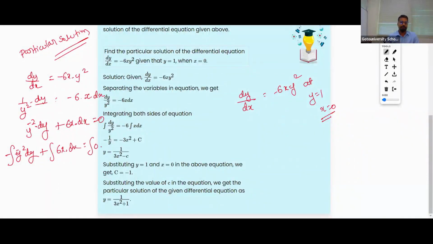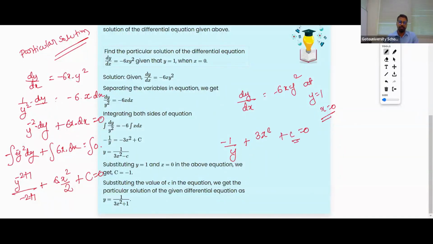0. So it will be y power minus 2 plus 1 by minus 2 plus 1, plus 6 into x square by 2, plus a constant, equal to 0. Right? So what do we get is minus 1 by y, plus 3x square plus c equal to 0.